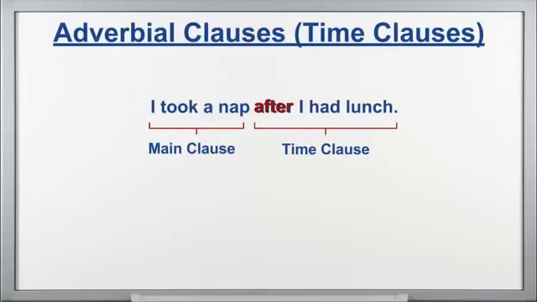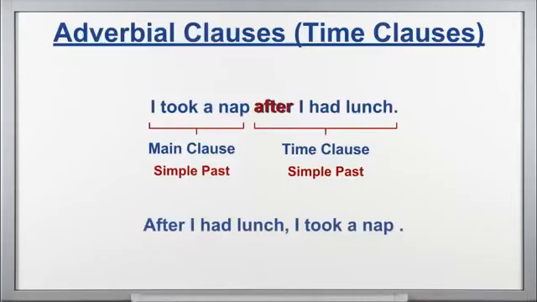Also, pay attention to the verb form. I took a nap. I'm referring to the past here, so I can use time clauses with different verb tenses. So, I took a nap after I had lunch. Now, the simple past is in the main clause, but in the time clause, we use the simple past too. So I took a nap after I had lunch. No problem.